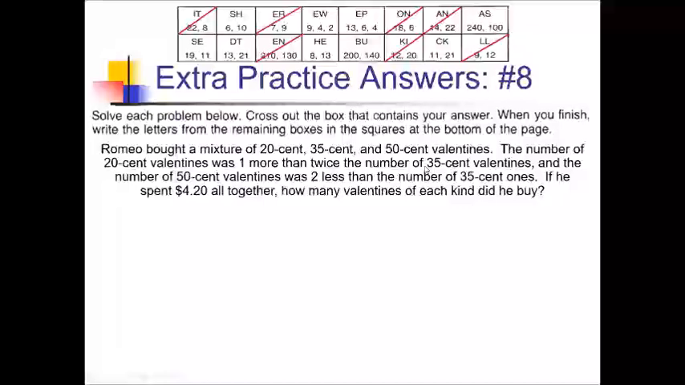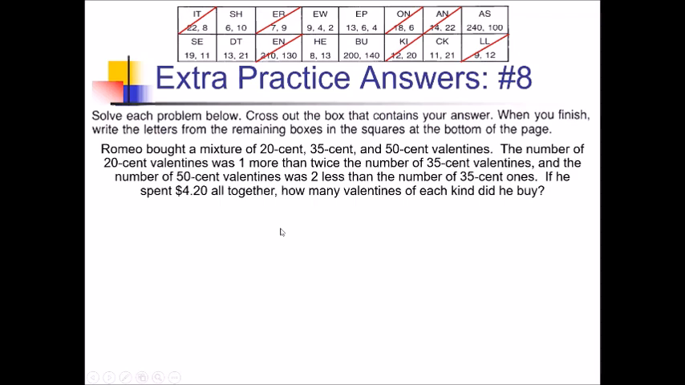We'll go through all that again. It's just a big mess here. What we're asking is if he spent $4.20 altogether, how many Valentines of each type did he buy? So one thing to recognize right away is that there are no longer just two things we're trying to find, but three things, 20, 35, and 50-cent Valentine quantities. So we're going to need not two, but three variables to represent all this.